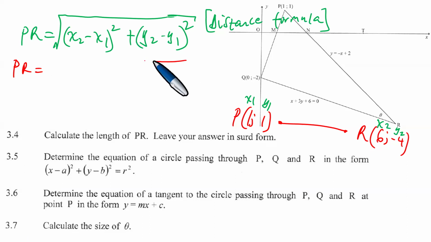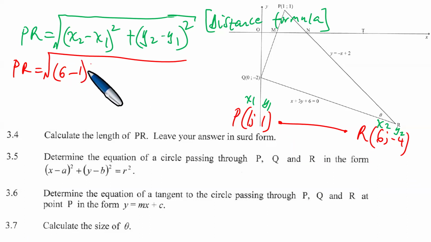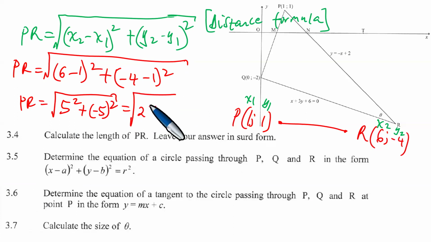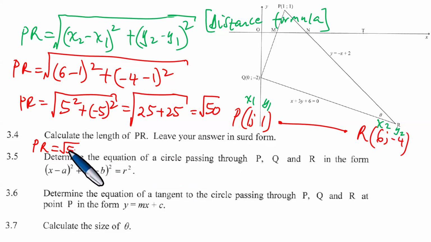PR equals the big square root of x2, 6, minus x1, 1, squared, plus y2, minus 4, minus y1, which is 1, so it's a minus 1 here. Let's continue. PR equals the square root of, what is 6 minus 1? It's 5 squared, plus minus 4 minus 1, which is minus 5 squared. That is 25 plus 25. What is 25 plus 25? It is exactly the square root of 50. So PR equals the square root of 50.